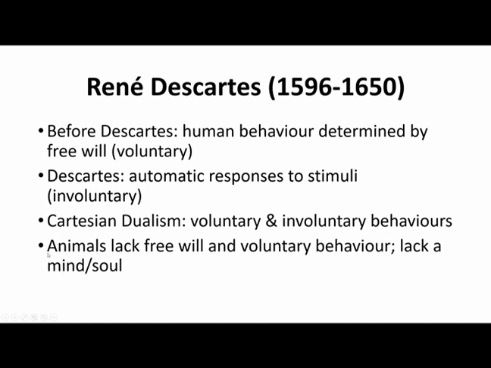Now here we can point out that he thought that non-human animals were separate and distinct from humans, and therefore animals would lack free will and the voluntary behavior associated with it. The rationale there being that animals would lack a mind or a soul, and therefore wouldn't be capable of that voluntary behavior. So in his view, other animals would only have that involuntary or reflexive kind of behavior.